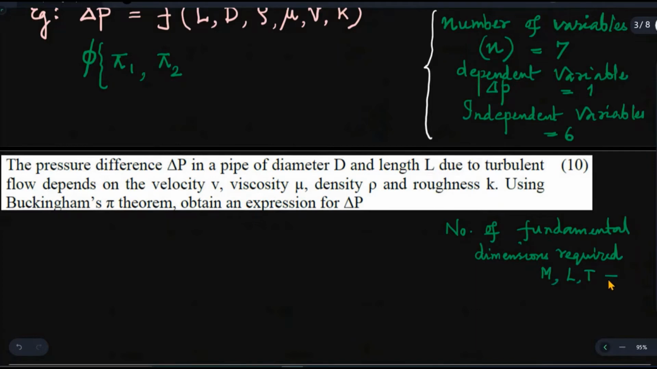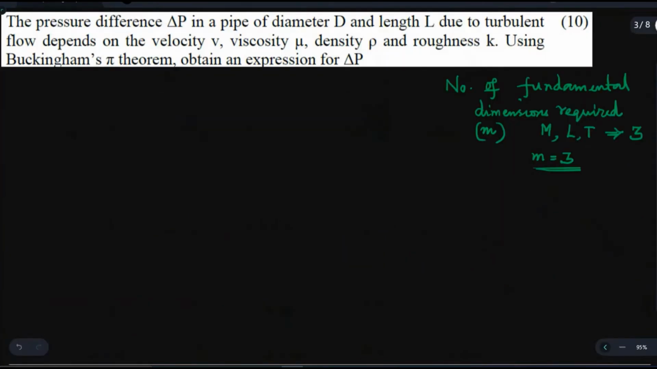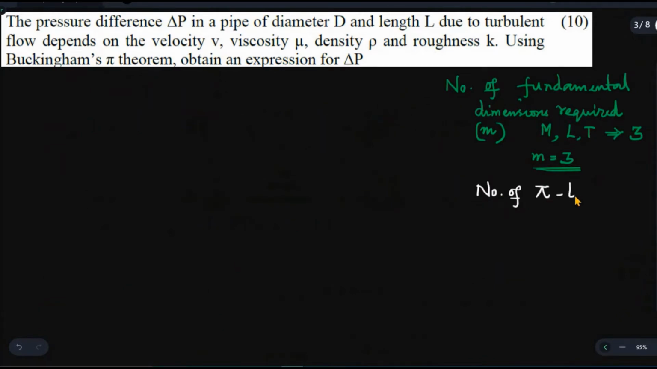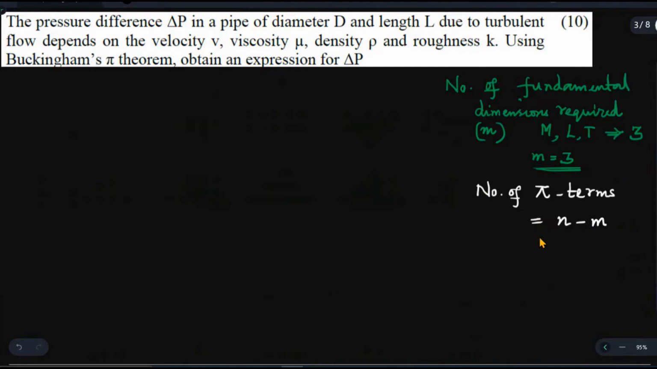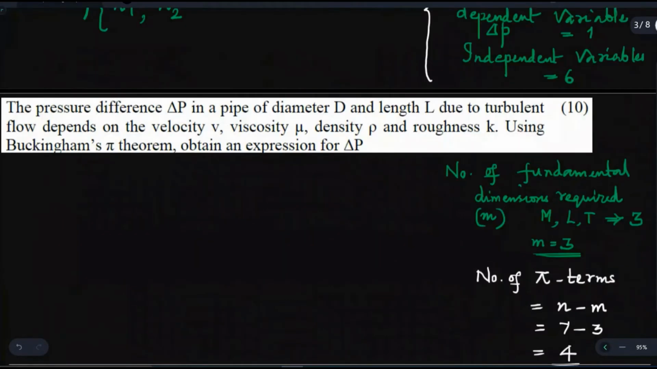Okay, so the number of fundamental dimensions, which we designate by small letter m, here is 3. So m is equal to 3. Okay, this is important. And the number of variables involved in the problem is 7. And therefore, the next step is the number of pi terms, dimensionless groups, or pi terms as specified in the Buckingham Pi Theorem. The number of pi terms will be n minus m. So what is that? 7 minus 3. Okay, so that is 4. So there are 4 pi terms involved in this given problem.